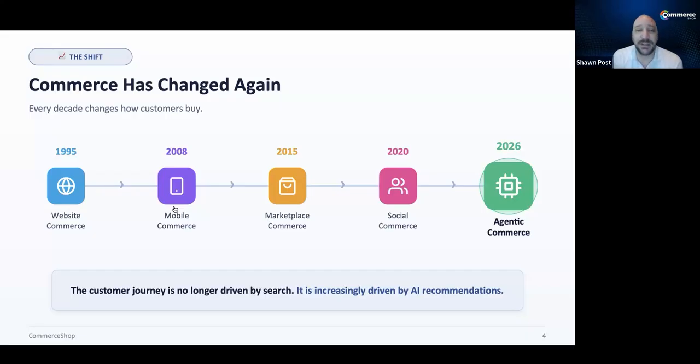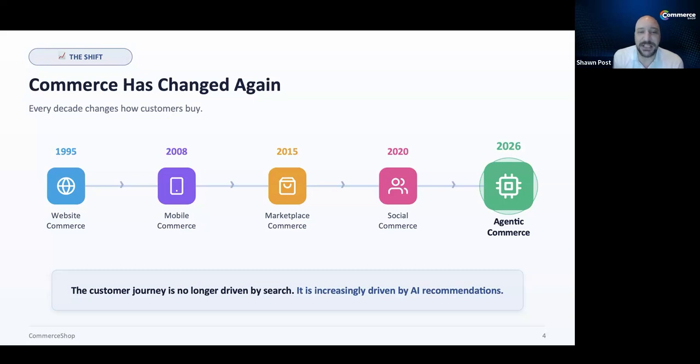Then COVID happened and we saw a shift. In 2020, you saw the rise of social commerce, people buying through social sites like Facebook, Instagram, TikTok. And now the new revolution is upon us, and that's agentic commerce. We're going to break that down for you in this webinar, what it means, how to get captured for it, and how to improve your sites so you're not missing out.